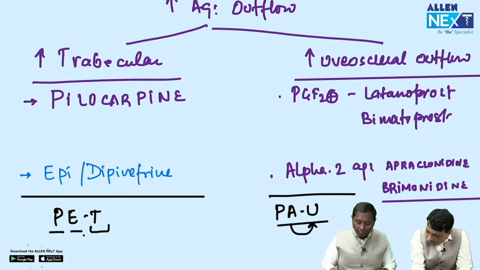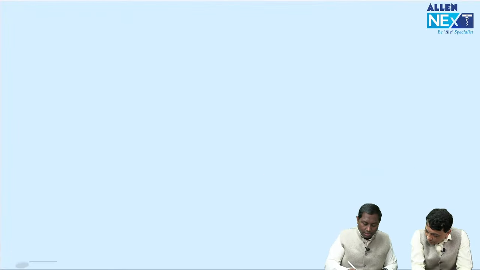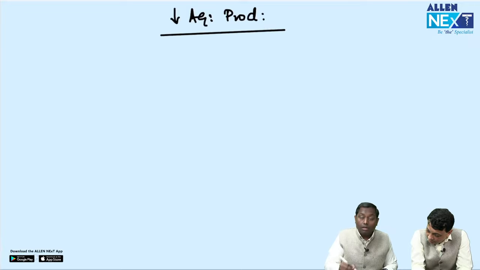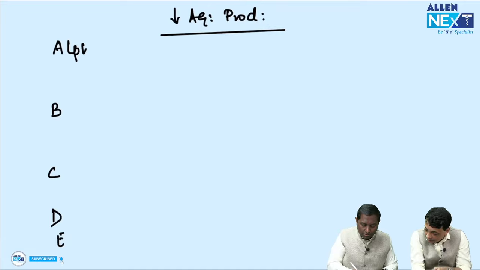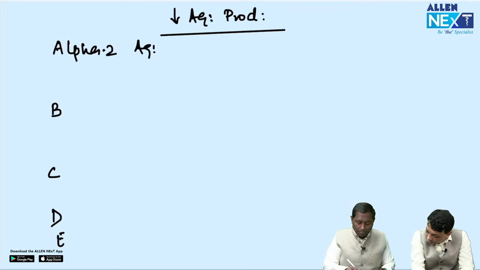Now, one more thing I would like to add here in this question: there are certain drugs that also decrease aqueous production. So let us simplify this one as well. This one will be as easy as your ABCDE, as I say. ABCDE: A stands for alpha 2 agonists, again the same drugs, apraclonidine and brimonidine.